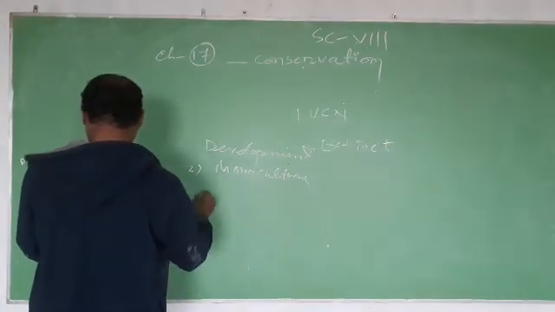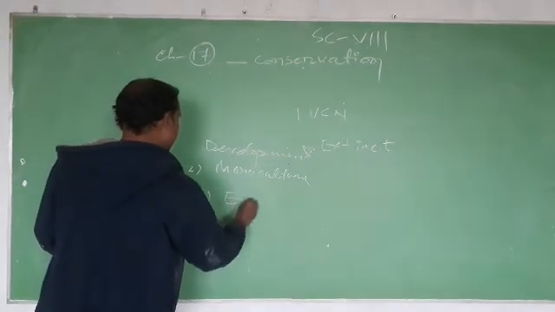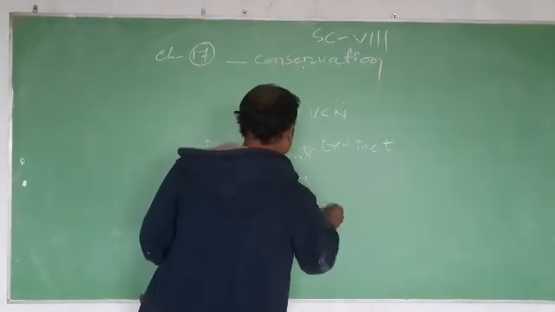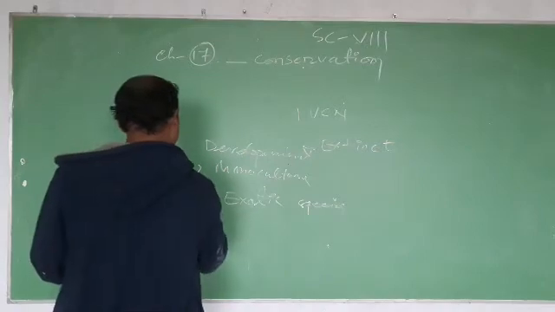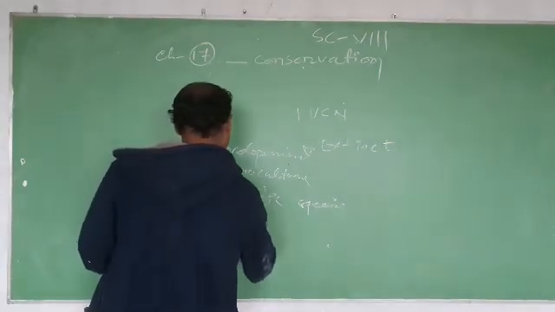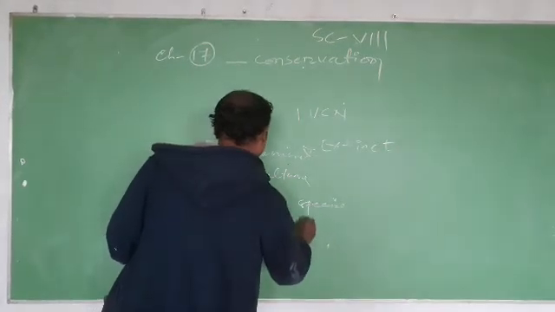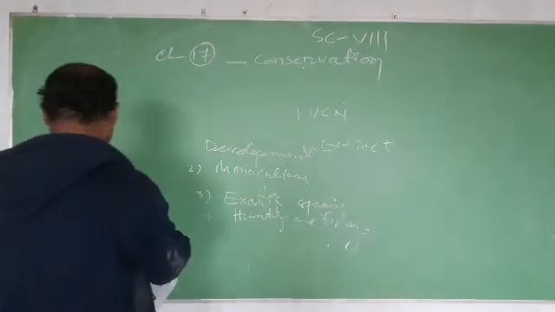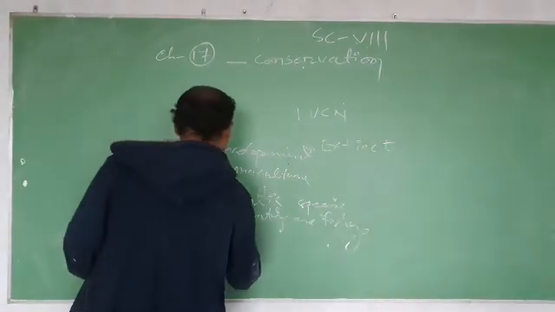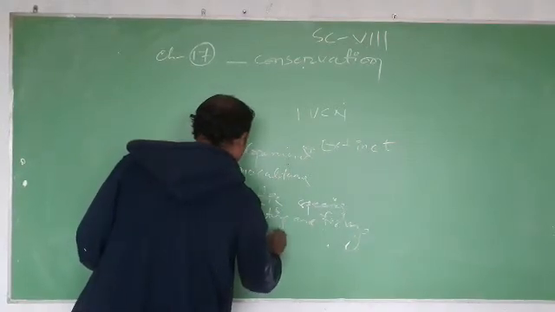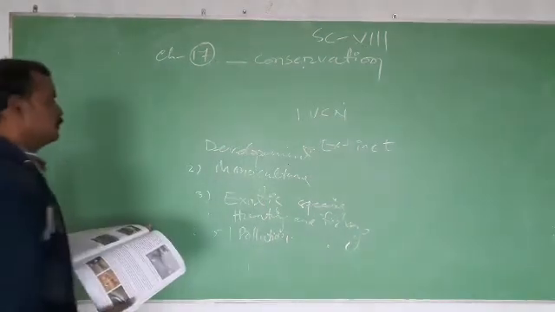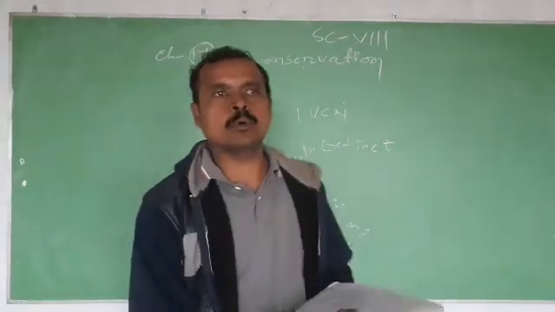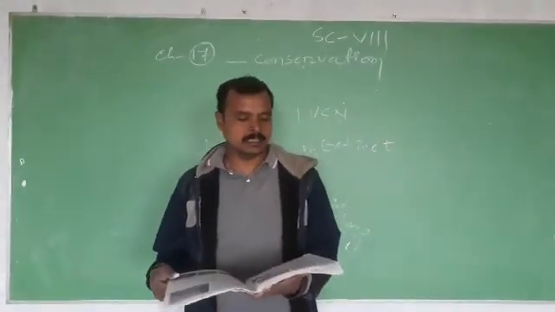Second, monoculture. Third one is exotic species. And fourth one is hunting and fishing. And fifth one is pollution. So these are the main factors that create many problems for the animals and plants of the biodiversity.